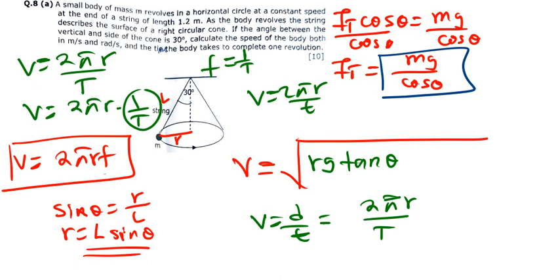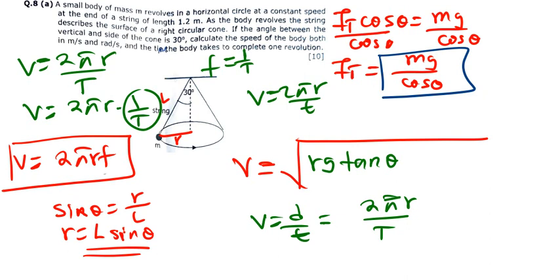Now let's read this question. A small body of mass m revolves in a horizontal circle at a constant speed at the end of a string of length 1.2 meters. As the body revolves, the string describes the surface of a right circular cone. If the angle between the vertical and the side of the cone is 30 degrees, calculate the speed of the body in meters per second and in rad per second. What are they asking us? They're asking us to find the linear velocity and the angular velocity.